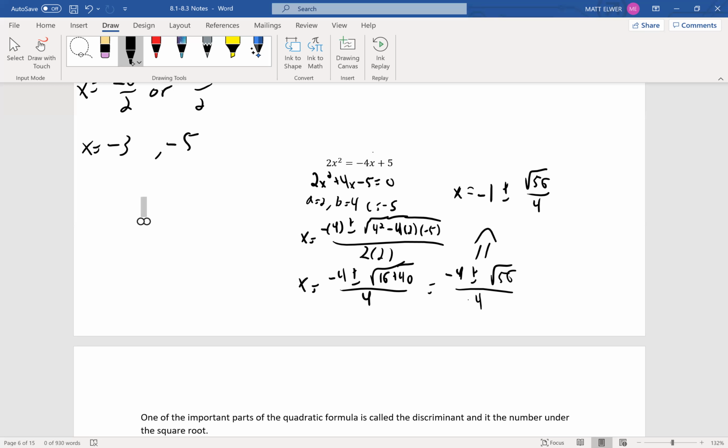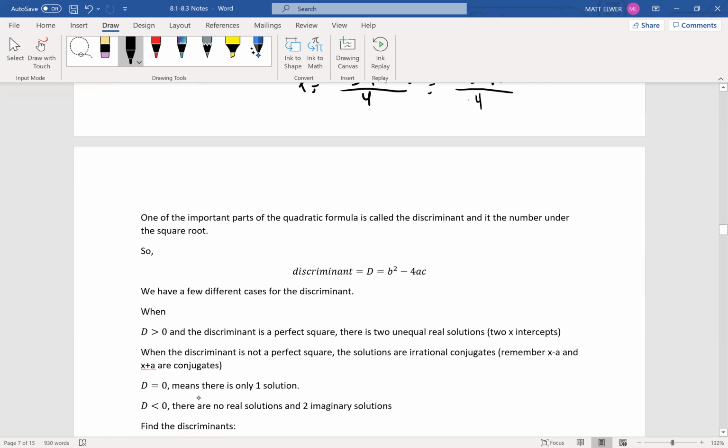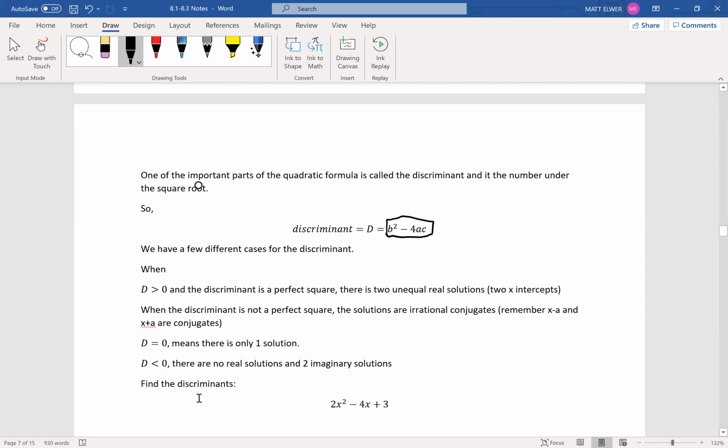Okay. One thing that we're going to talk about after this is the discriminant of the quadratic formula, or just of a quadratic equation. All the discriminant is the term under the square root, so it's these two terms: b squared minus 4ac. The reason that it's important is it tells us what type of solutions that we have.